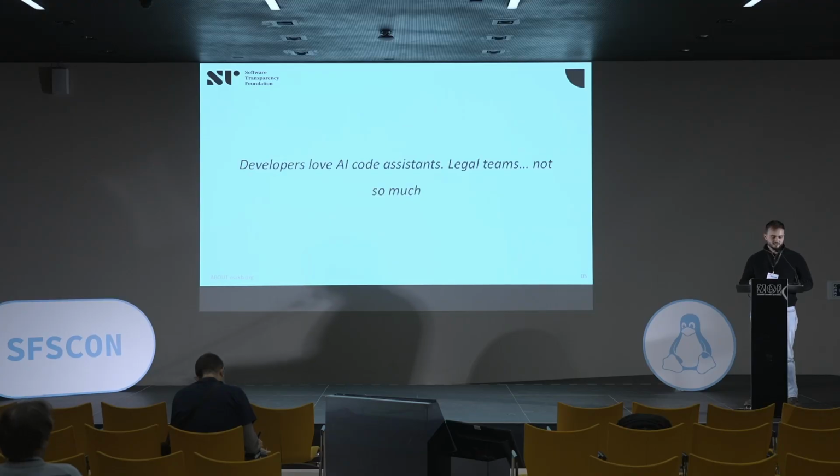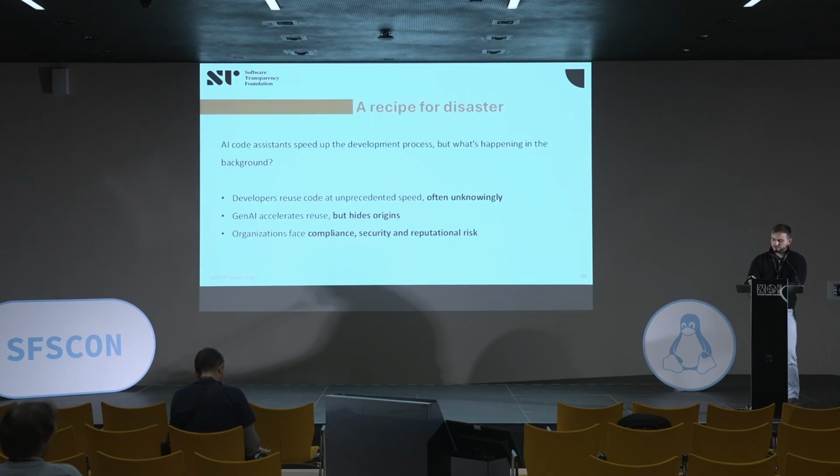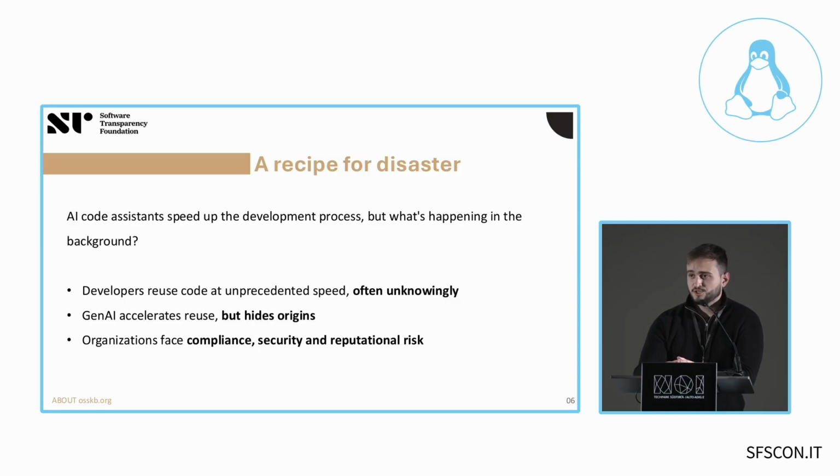It's clear that developers love AI coding assistants, but legal teams may not like them so much. And why is that? Because I think it's undeniable at this point that AI-assisted coding enhances speed, productivity, and so much more. But what are the risks that come with AI code assistants?